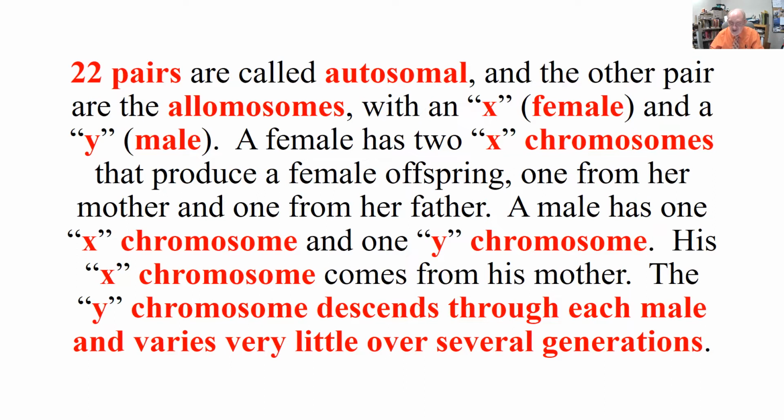A female has two X chromosomes that produce a female offspring, one from her mother and one from her father. A male has one X chromosome and one Y chromosome. His X chromosome came from his mother. The Y chromosome descends through each male and varies very little over several generations. So all the males, great-grandfather to grandfather to father to you, if you're a boy, have the same Y chromosome.